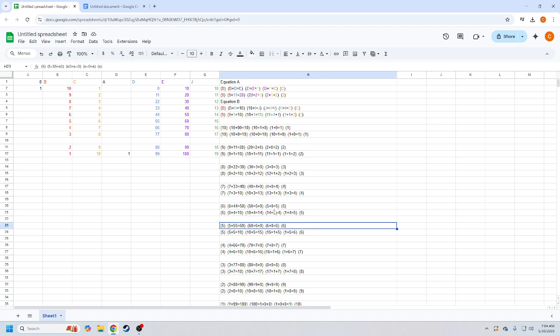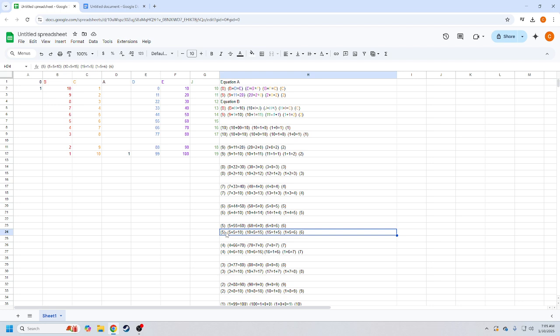Now we're going to do 5. 5 plus 55 is 60. 60 intercepted is 6 plus 0. 6 plus 0 equals 6. So we started with 5, we got 6 for equation B, equation A.